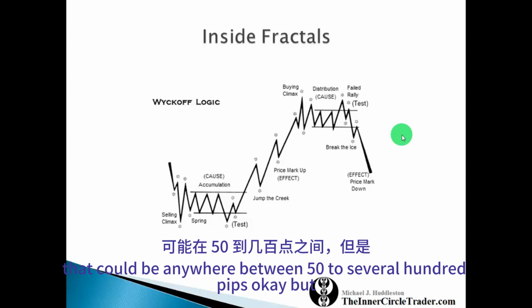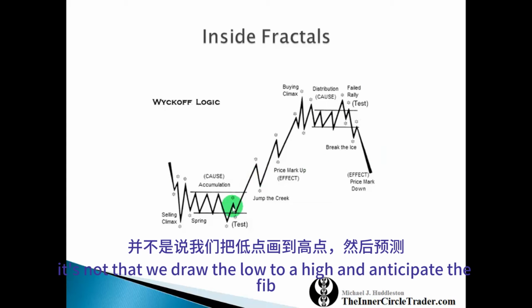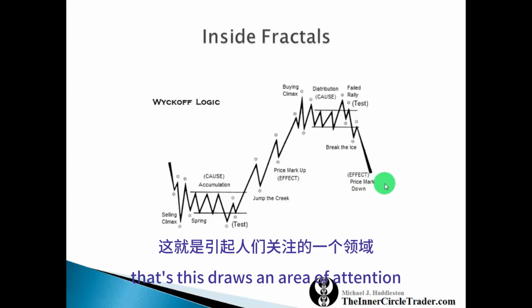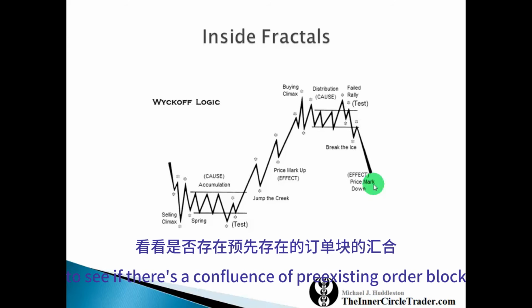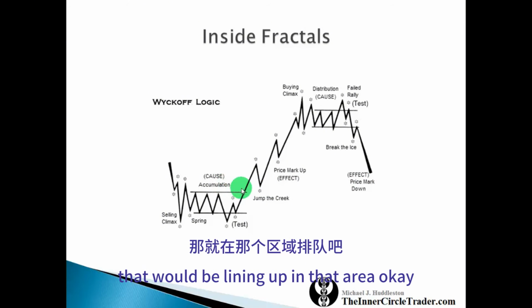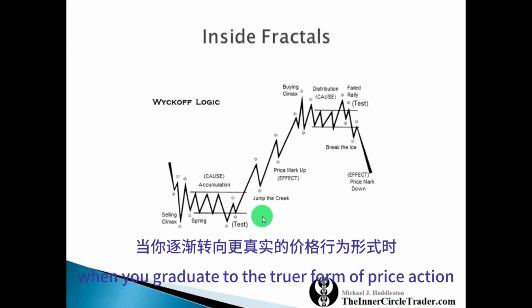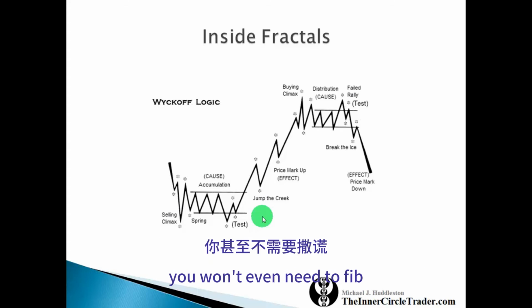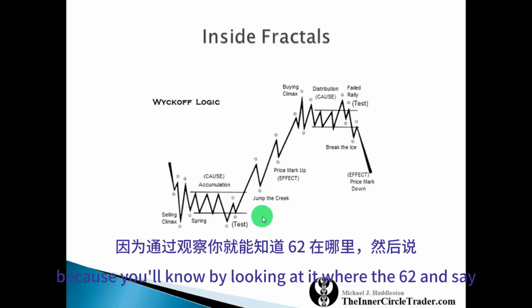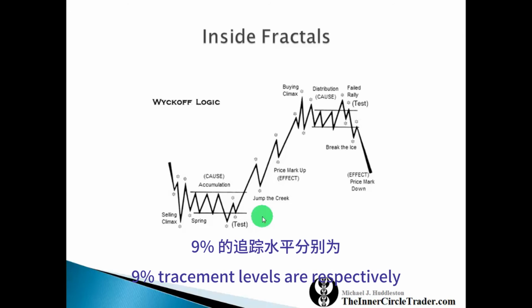But it's not that we draw the low to a high and anticipate the fib. That just draws an area of attention to see if there's a confluence of a pre-existing order block lining up in that area. When you graduate to the truer form of price action, you won't even need the fib because you'll know by looking at it where the 62 and 79% retracement levels are respectively.